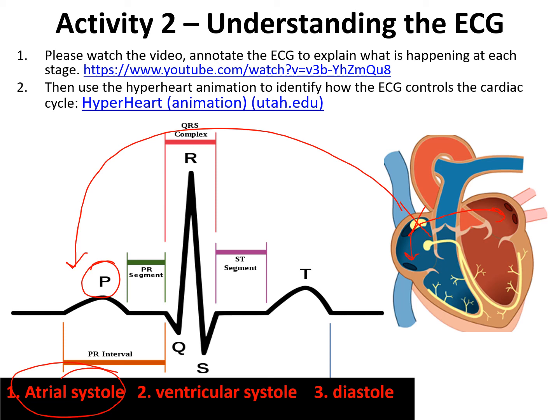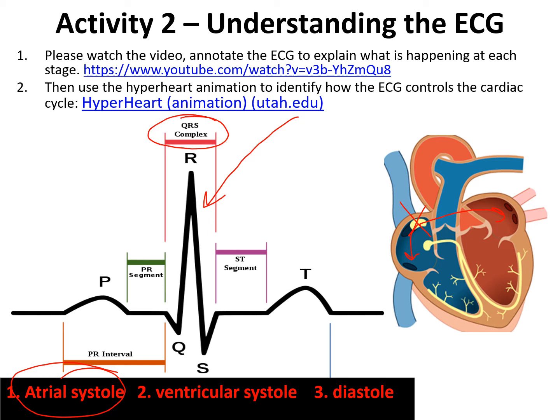Secondly, we can see that we have this really big electrical activity here, the QRS complex. It's really big because this is when the wave of depolarization is spreading across the ventricles and causing ventricular systole. The reason that it's bigger is because the ventricles have more cardiac muscle tissue.